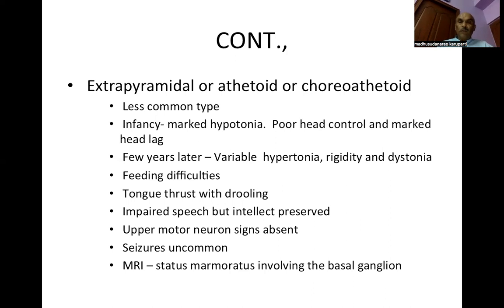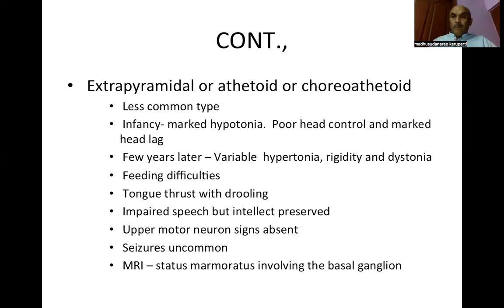Extrapyramidal or athetoid form of cerebral palsy. It is rather less common, commonly seen with the babies who suffer from kernicterus. And the subcortical white matter is affected, involving the basal ganglia. Initially, it presents with hypotonia, with poor head control and marked head lag. And a few years later, the child develops variable hypertonia, rigidity, and dystonia. There is truncal ataxia, and there will be feeding difficulties, tongue thrust, and drooling.